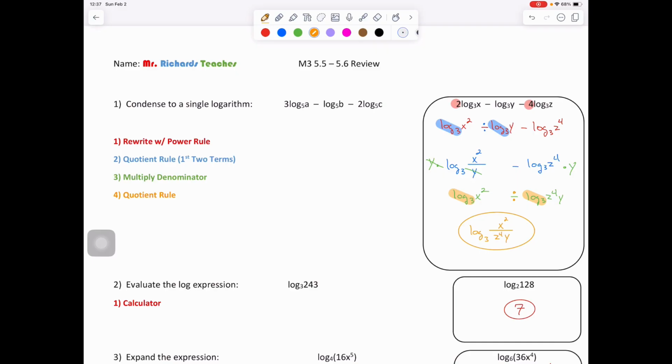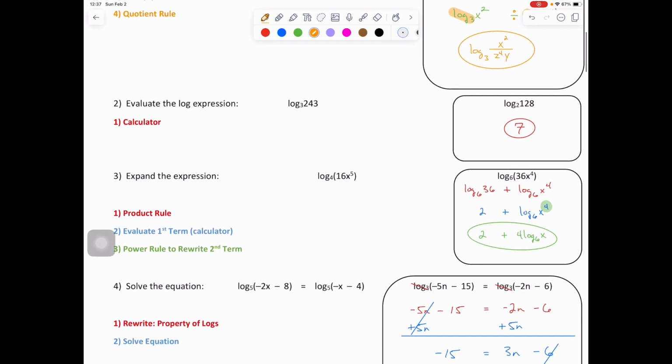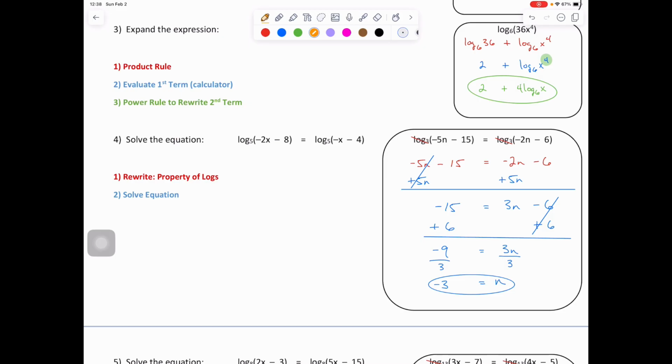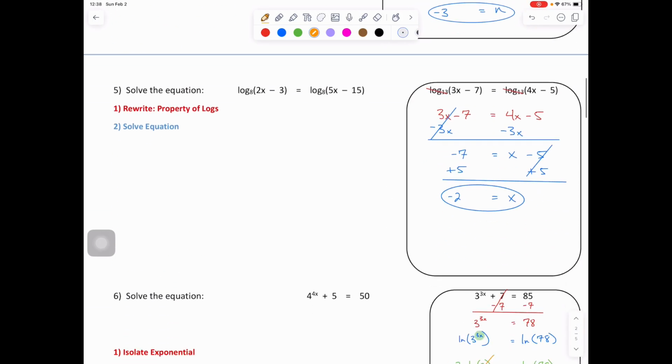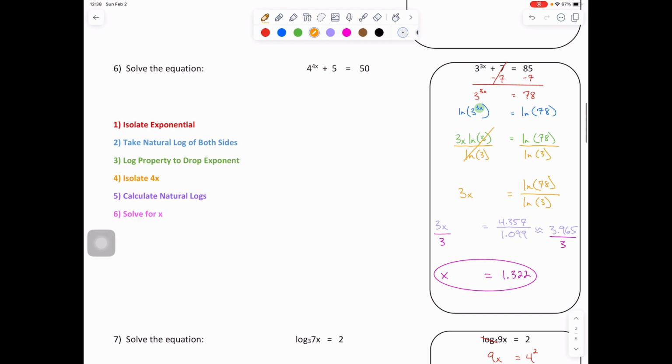So if you tried all of the practice problems or just a few, here is your answer key. You will be looking at number 1. Take a look. You can pause at any time. Number 2, the answer is 7. Number 3, the answer is 2 plus 4 times log base 6 of x. Number 4, negative 3 equals n. Number 5, negative 2 equals x.